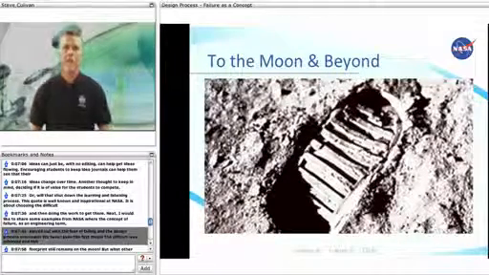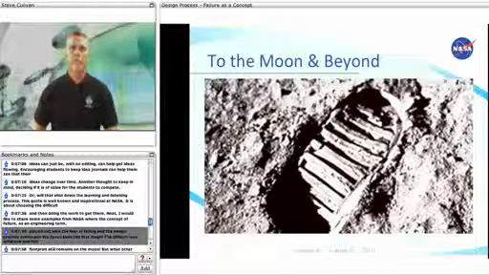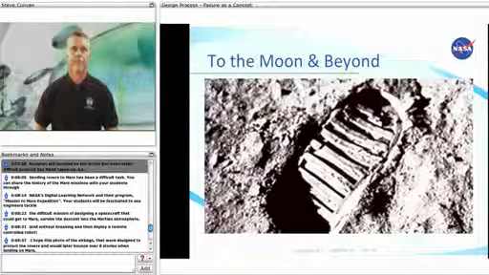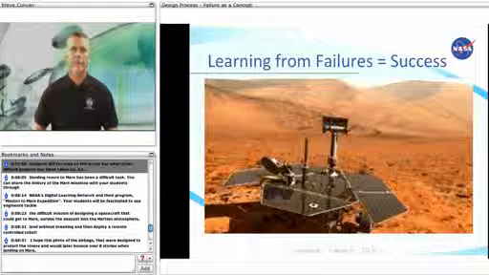We have taken the first steps. The difficult was achieved, and this footprint still remains on the moon. But what other difficult projects has NASA taken on?